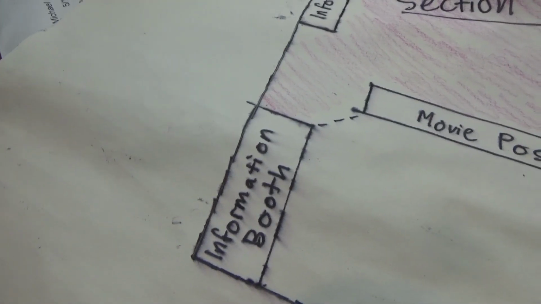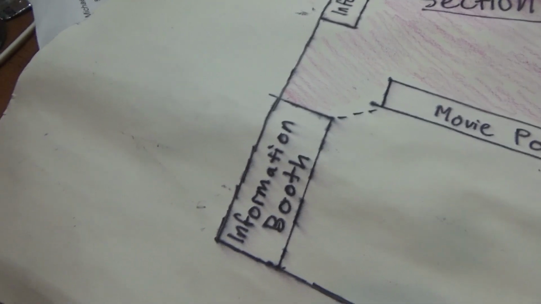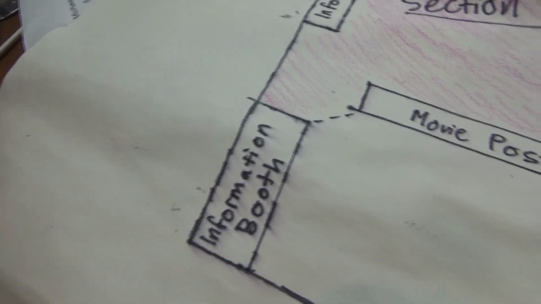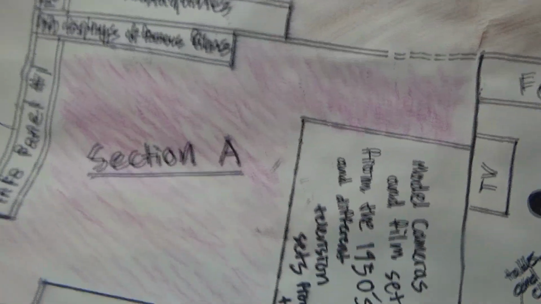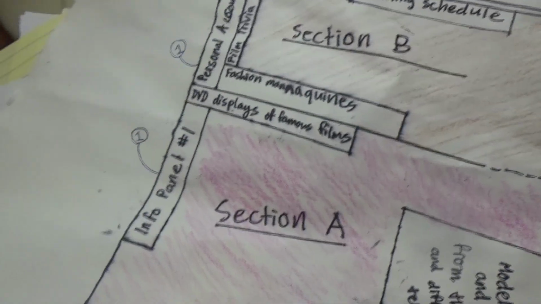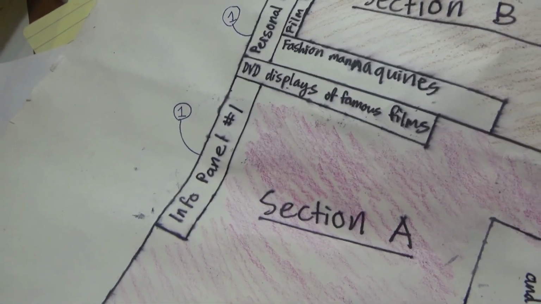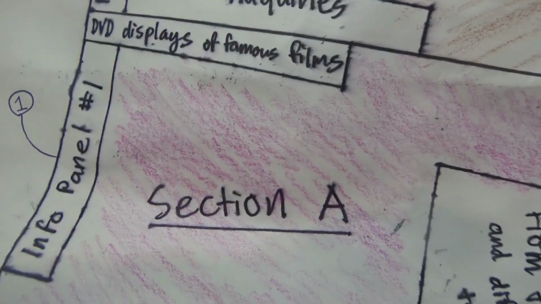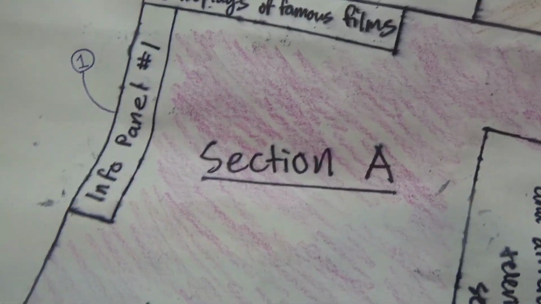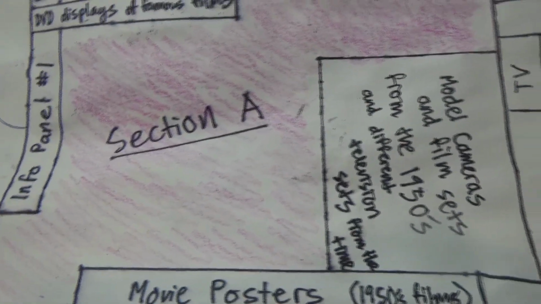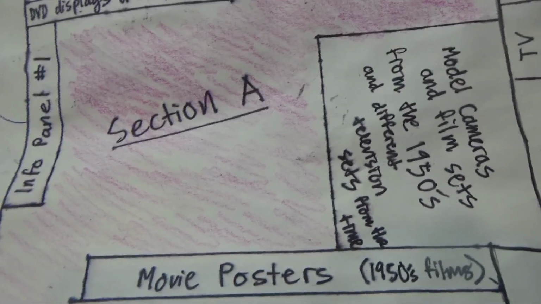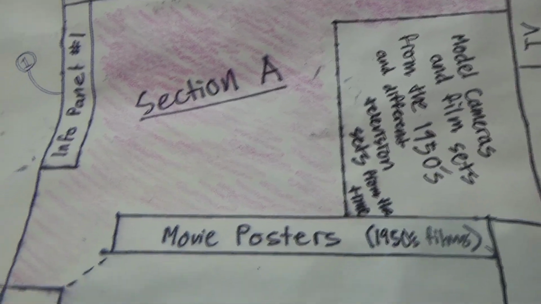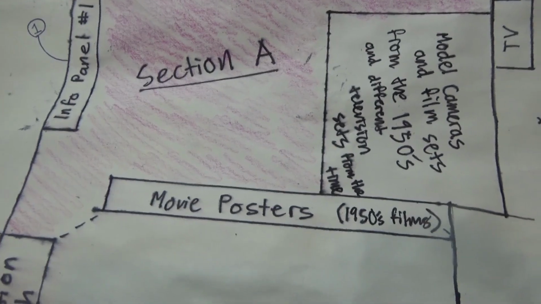There's the info booth where you can go and get some information from someone sitting there, maybe a pamphlet of what you're going to be seeing. And here's section A, which is where it starts, where we have info panel number 1, where you can get an explanation for the movie posters. In addition, there are also DVD displays, which are DVD conversions of those films that took place in that time. There are model cameras and television sets here, just to give you an idea of what the film sets looked like back then, which will also be explained in the info panel.